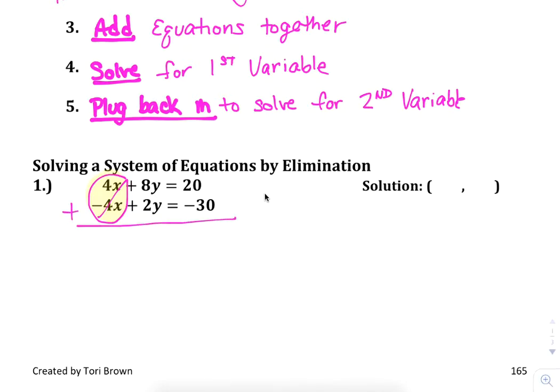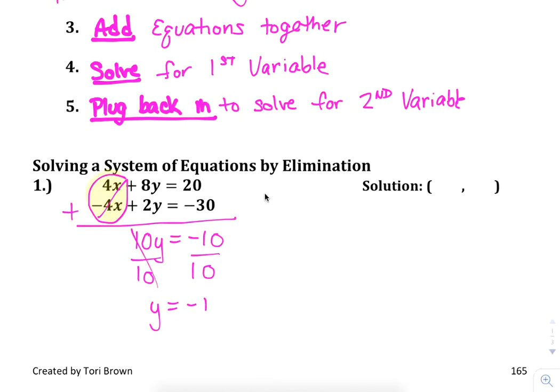So if I add this up, I have a positive 8y plus 2y makes 10y. Positive 20 plus a negative 30, that's the same as doing 20 minus 30. So a negative 10. This is a pretty easy equation to solve, right? Divide by 10 on both sides. And guys, I just got my y. My y is negative 1.